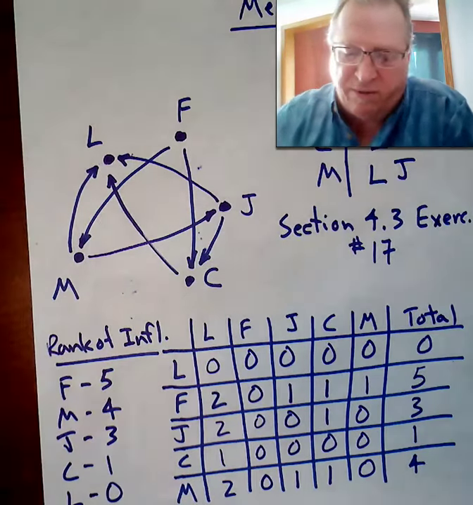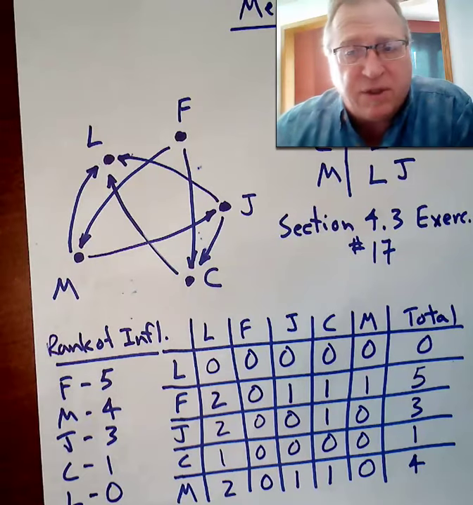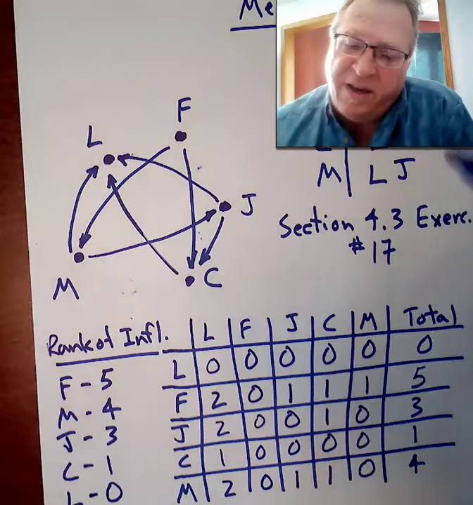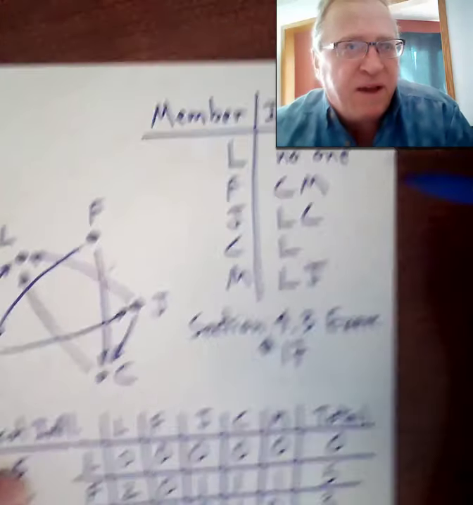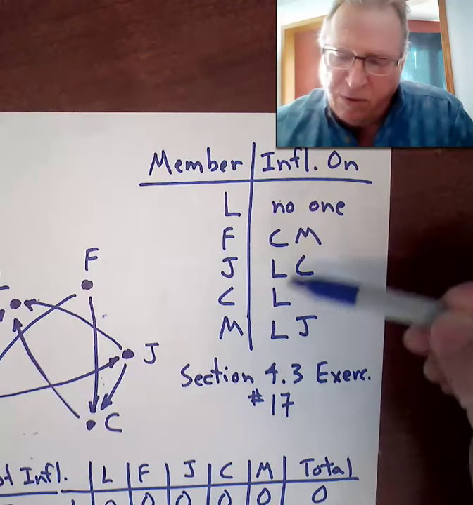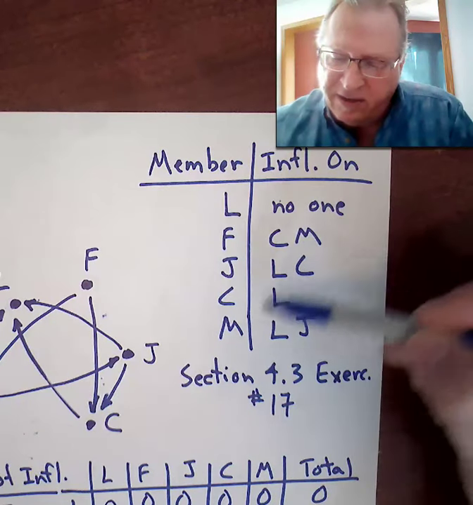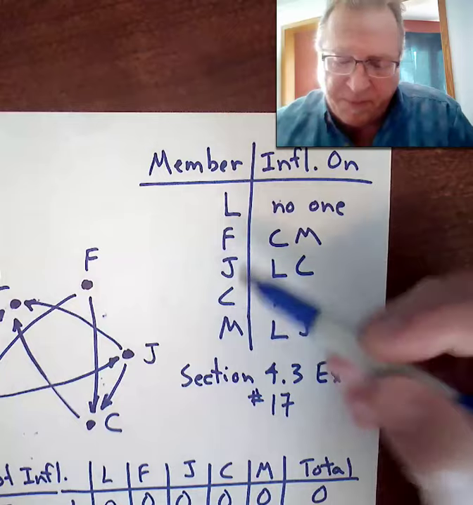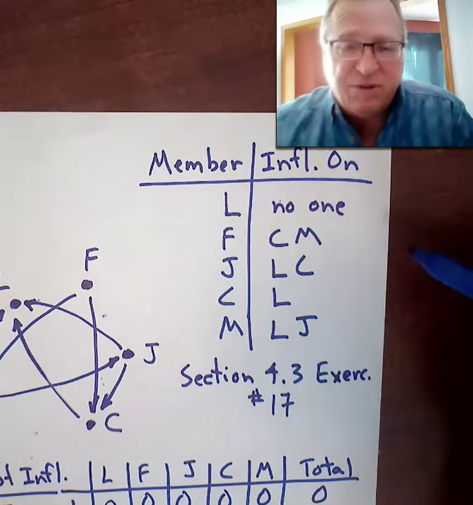What does that tell you? F has the most influence among this group of people. Can you see it just by looking at our original table that F had more influence than anyone else? No, it's not really evident unless you kind of, well, that's tricky. But our directed graph showed us that.